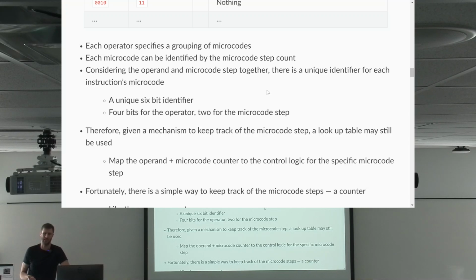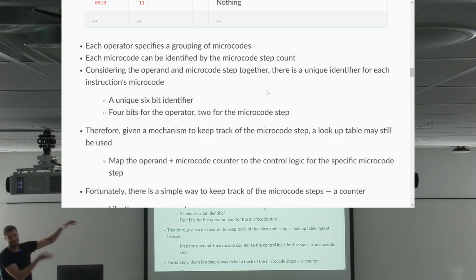So what is 16 times 4? 64, right? So there's 64, and hopefully 2 to the power of 6 is 64, right? So we have 64 unique microcode steps, but we can break those down into 16 groups of 4, right? Logically, that's how we can think about it.